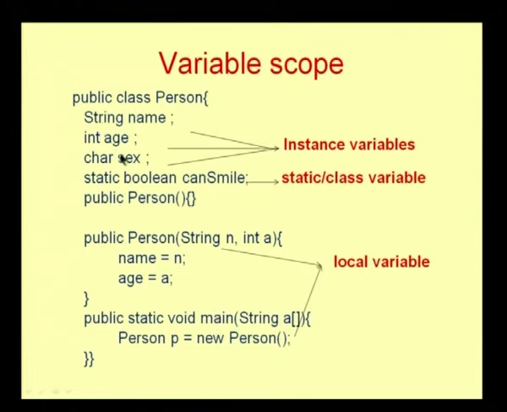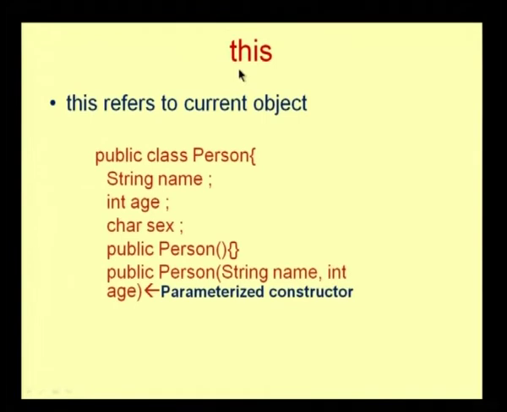So, this will be available whenever an object is created until that particular object is garbage collected. This variable will be there till end of your class, whereas these variables will be there only when your constructor is run. So next we will move into this keyword. So this refers to the current object.